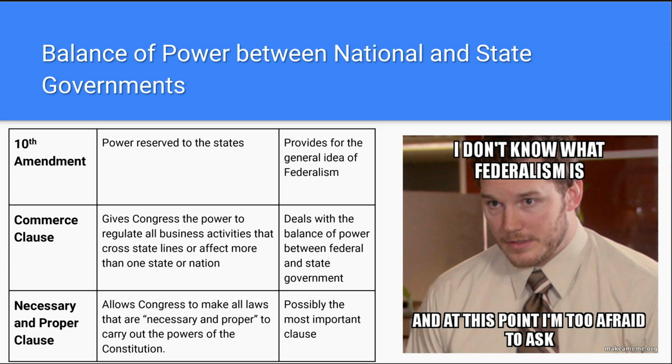So specifically, I mentioned it in the previous slide, there's the 10th Amendment, which reserves certain powers to the states. So this establishes the general idea of federalism, state power, federal power. The Commerce Clause gives Congress the power to regulate all business activities that cross state lines or affect more than one state or nation. So this deals with the balance of power between the federal and the state government. And the Commerce Clause is one of those avenues that has expanded the power of the federal government tremendously, especially when you put on top of it the necessary and proper clause, which allows Congress, again, to make laws that are necessary and proper to carry out its explicit powers in the Constitution. And by and large, it's been the necessary and proper clause that has expanded federal authority and federal power without too many limits, although we did talk about some.